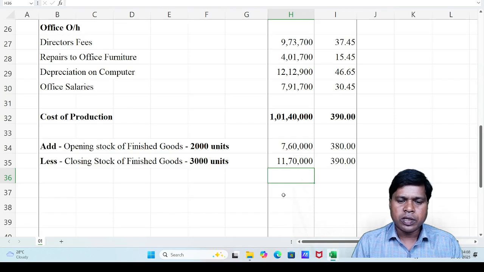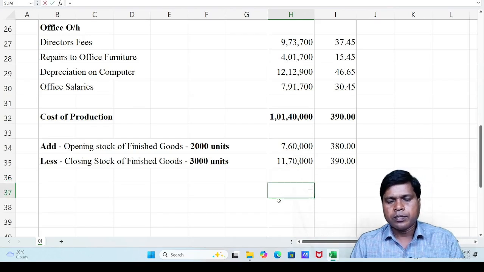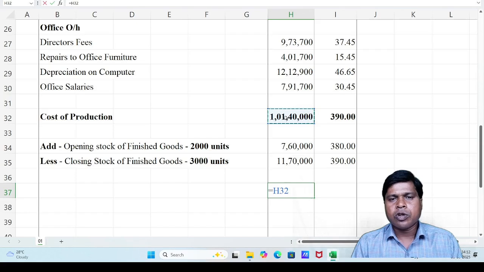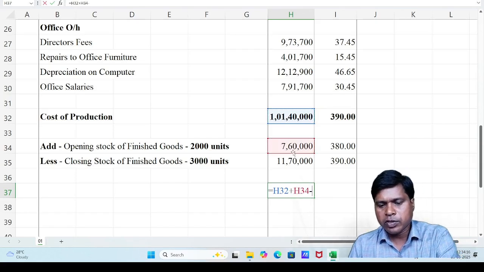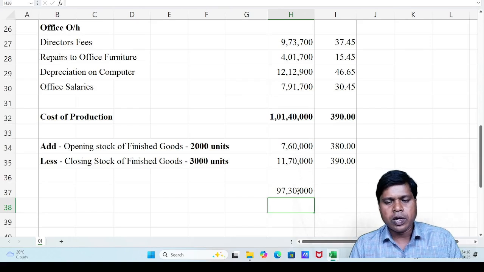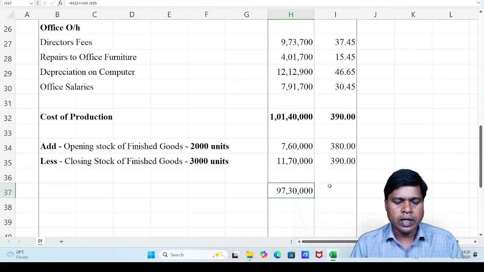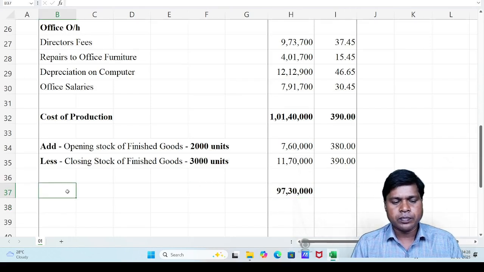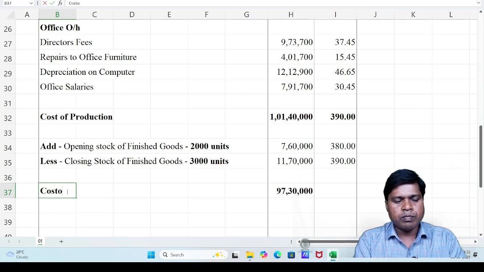It means cost of production plus opening stock minus closing stock of finished goods. Amount is 97,30,000. This amount means cost of finished goods sold.